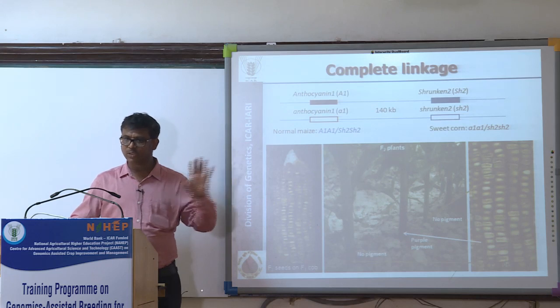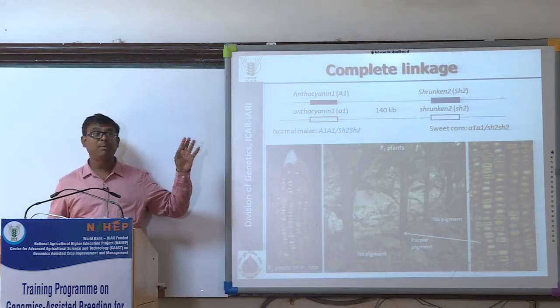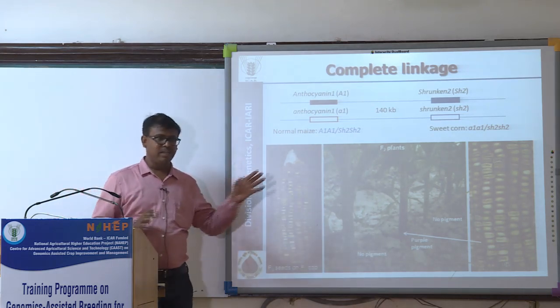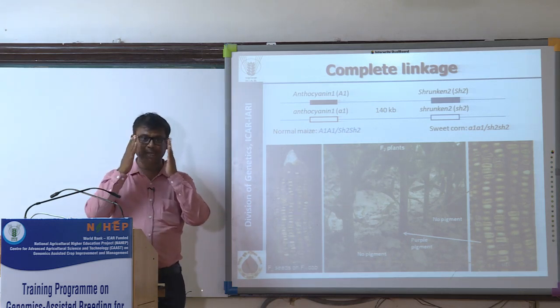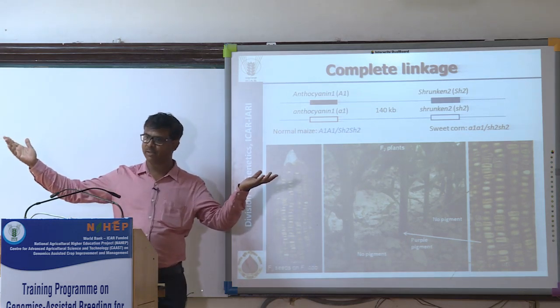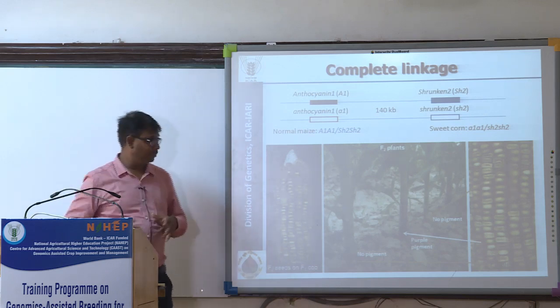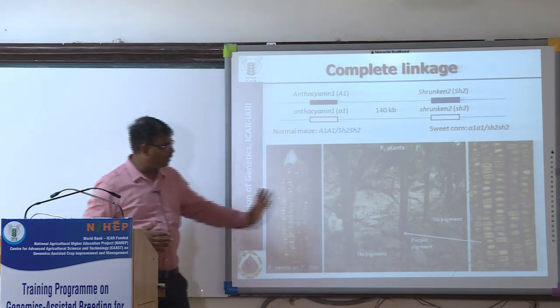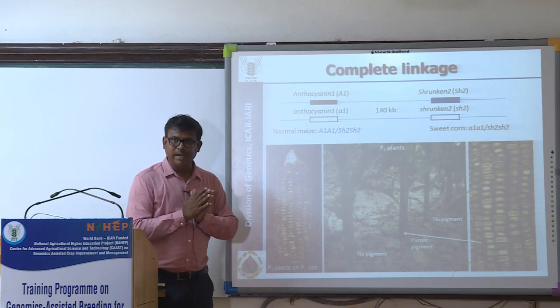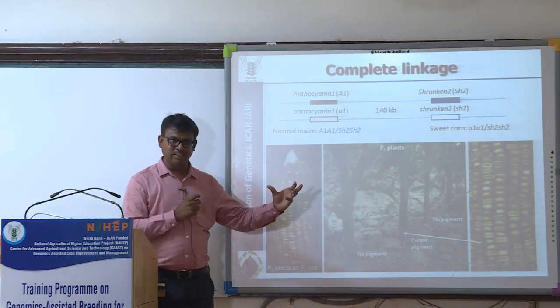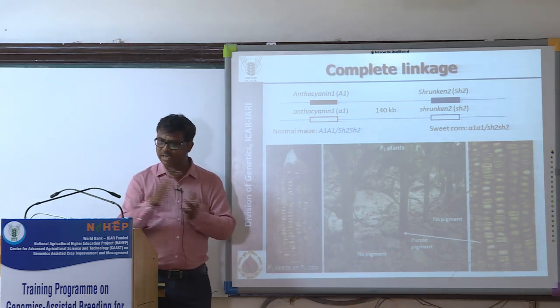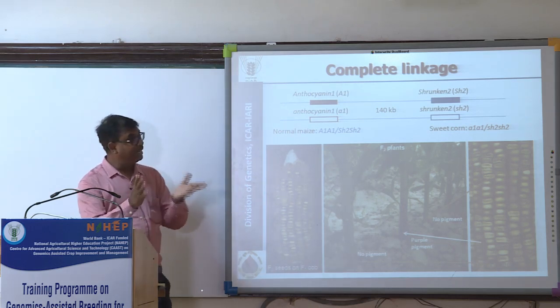So, this is also an example of what? Complete linkage. If you grow a small sample, it will be complete linkage, but if you grow 1000, 10,000 or so, you can definitely get some recombinants, because crossing over will take place. So here, we can correlate some seed phenotype with the plant pigmentation. So this we can give as an example of complete linkage.